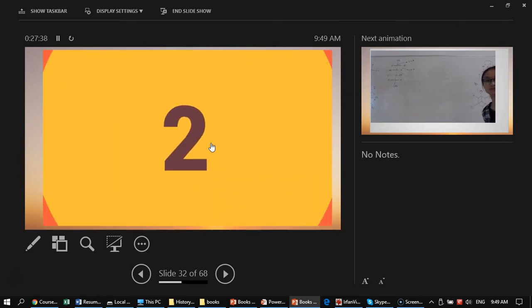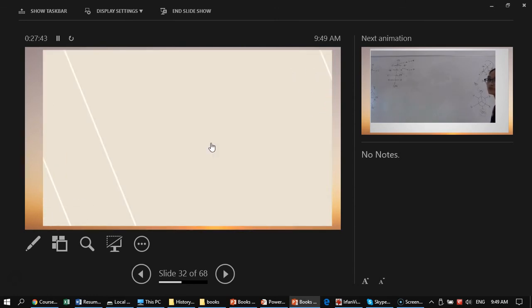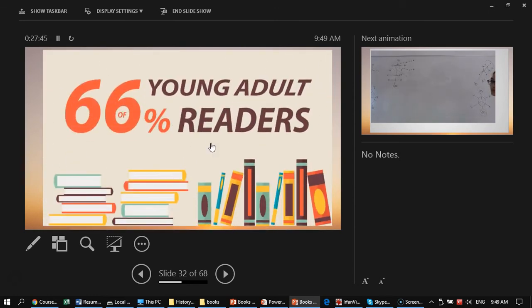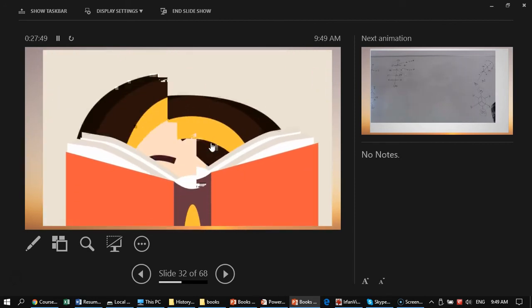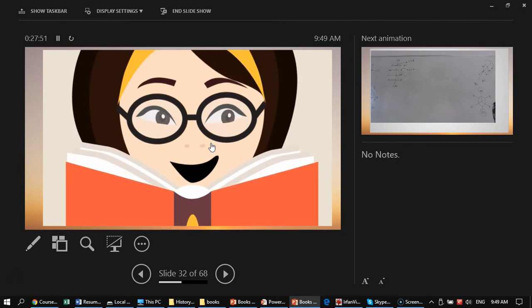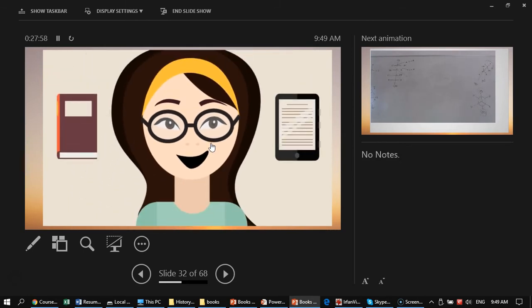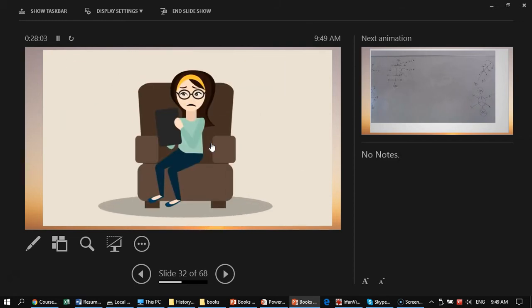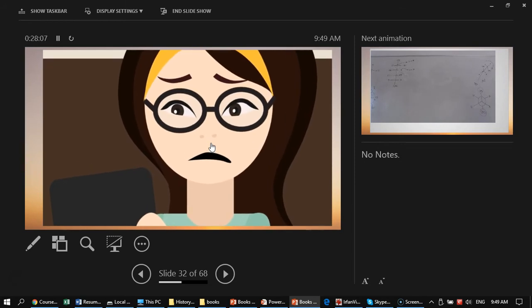Round 2. E-books and printed books fight for the ease of use to readers. According to 66% of young adult readers, printed books are better. First, they're eye-friendly. Second, they give a more fulfilling reading experience, which connects readers to the book. Lastly, it doesn't require power. E-books, on the other hand, are the opposite of these reasons, which makes it difficult for them to read. Also, they cause eye strain.